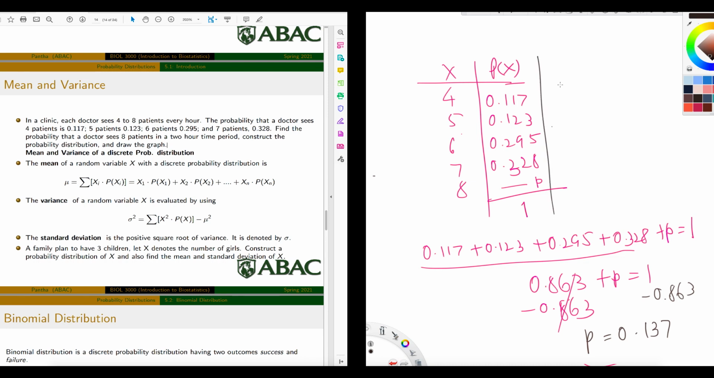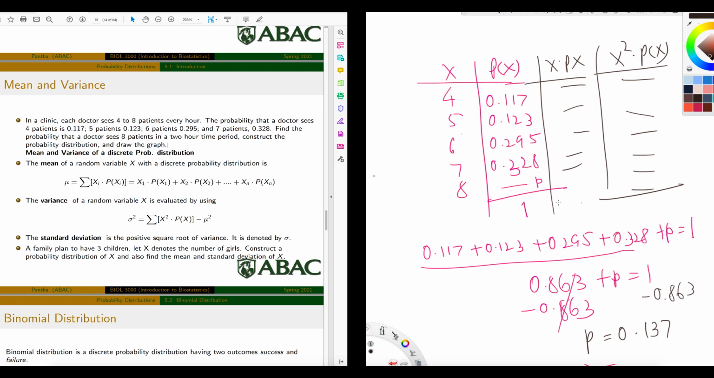For the mean, you do x times p(x) and find these numbers here. And if you want to find out the variance, you need to find x squared times p(x) and then add those, find the sum. This will be mu. This will be the summation of x squared times p(x). And you need to subtract mu squared from this to find the variance. We did that in the last example, okay?